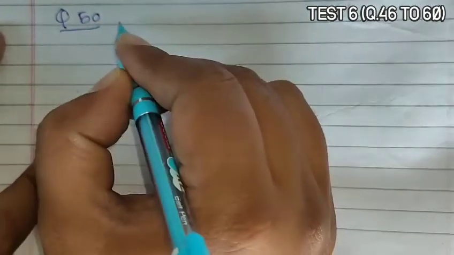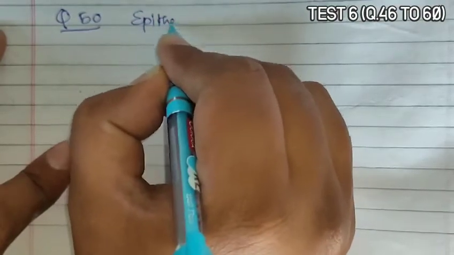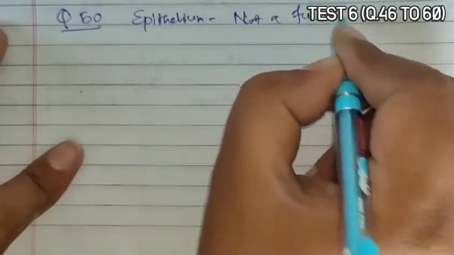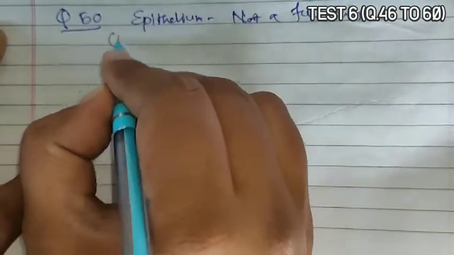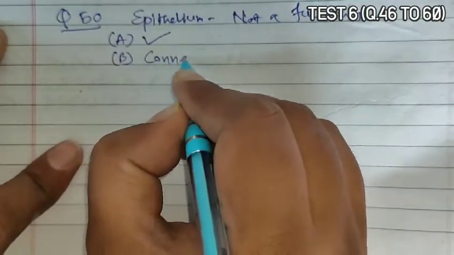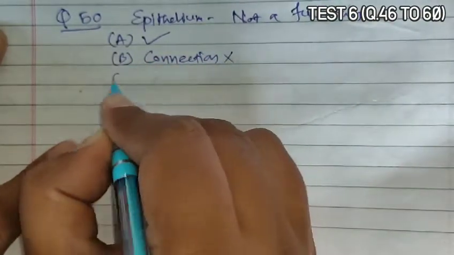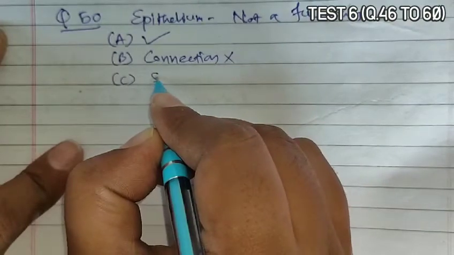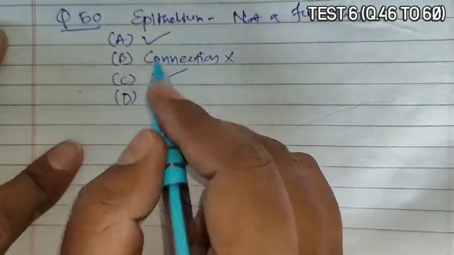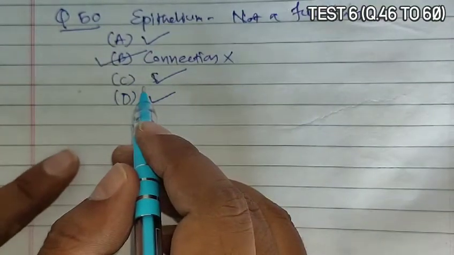Question 50 asks which of the following is not a function of epithelium. Option A is protection, obviously it provides protection. Option B is connection. Connection is carried out by connective tissue, not by epithelial tissue. Option C is secretion and excretion, obviously carried out by them. And D, absorption, they also play a role in absorption. So B, connection, is not played by the epithelium.